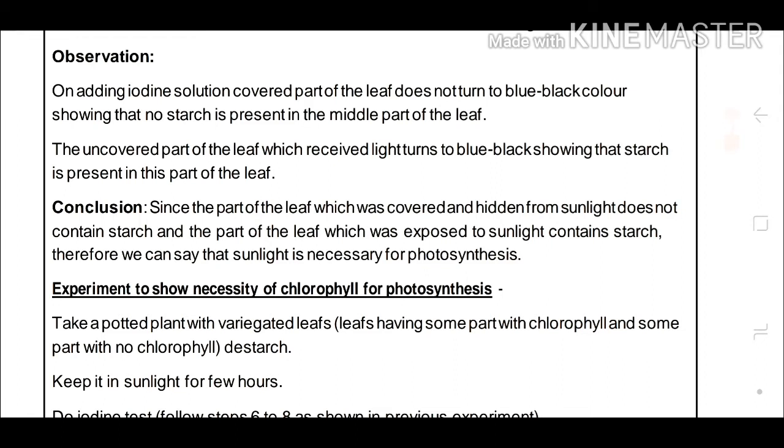The uncovered part of the leaf, which received light, turns blue-black, showing that starch is present in that part of the leaf. Conclusion. Since the part of the leaf which was covered and hidden from sunlight does not contain starch, and the part of the leaf which was exposed to sunlight contains starch, we can say that sunlight is necessary for photosynthesis.